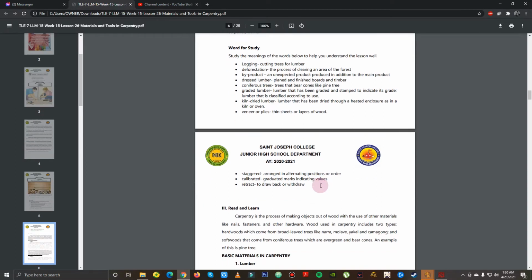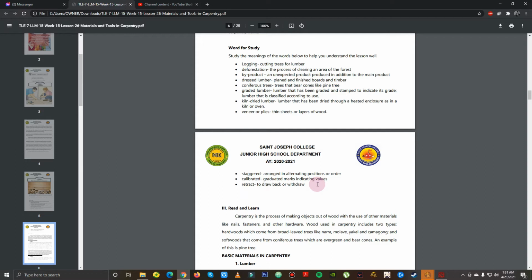Okay. Next is staggered, arranged in alternating position or order. And calibrated is graduated marks indicating values. One example of a calibrated item is a ruler that has graduated marks and values. Those marks are lines, which are graduated marks. Retract is to draw back or withdraw. Retract is the act of when you put your tongue out and you pull it back in.